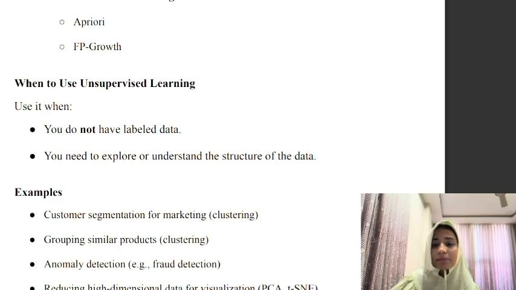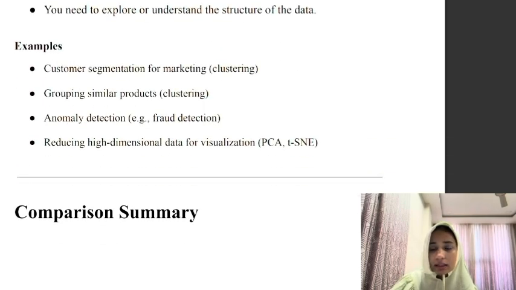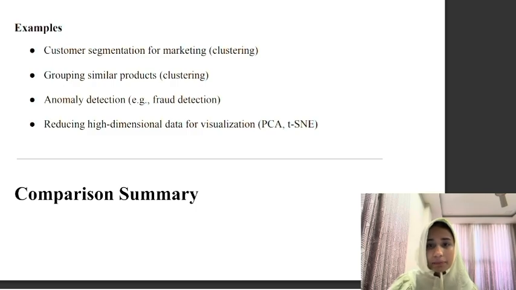Examples are customer segmentation for markets: how customers are segmented in different markets. It is part of clustering. Grouping similar products is also clustering. Anomaly detection, like fraud detection: we do not know the output, but we are trying to classify it, which means we are trying to find patterns from it. Another example is reducing high-dimensional data for visualization, using PCA and t-SNE. So these are the examples.